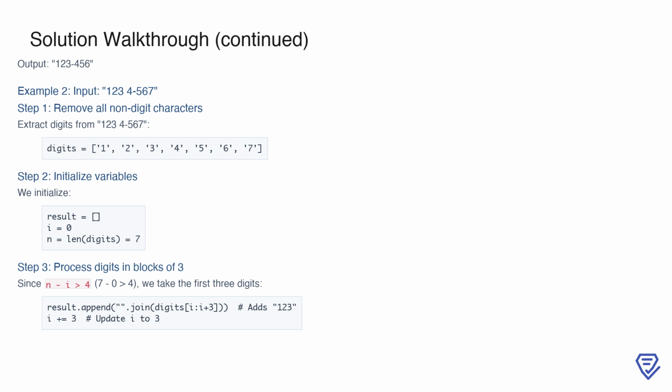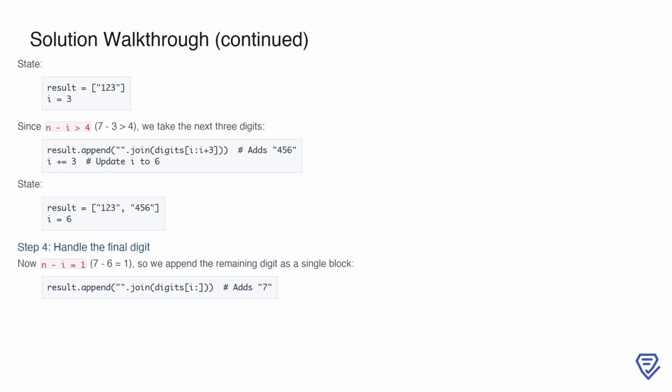Since there are more than 4 digits remaining, we take the first 3 digits, combine them into 123, and add this block to the result list. The index i is updated to 3 to reflect the digits we've processed so far. With i now at 3, our result list contains one block, 123.